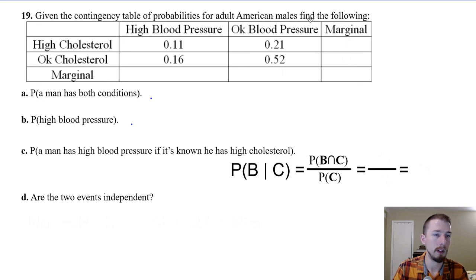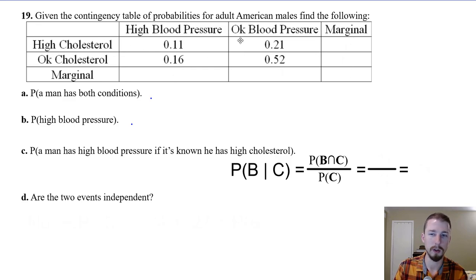All right, given the contingency table for probabilities of adult American males, find the following. So high cholesterol and blood pressure. So this contingency table between high cholesterol and high blood pressure. It looks like 11% of adult American males have both high blood pressure and high cholesterol. And then you can see the others.